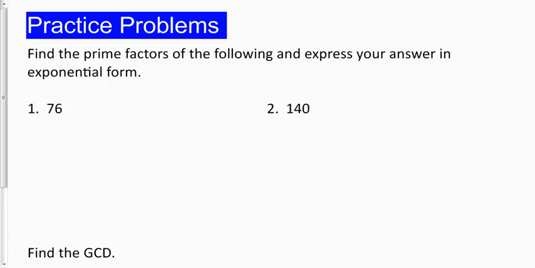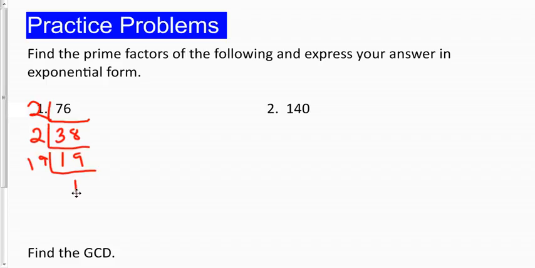All right, I want to find the prime factors of 76. So what I'm going to do is take 76 and divide here. I know 2 goes into 76. 2 is going to go into 76 38 times. 2 will go into 38 19 times. And 19's prime, so the only thing except for 1 that goes into 19 is 19. So my prime factors of 76 are 2 squared times 19.